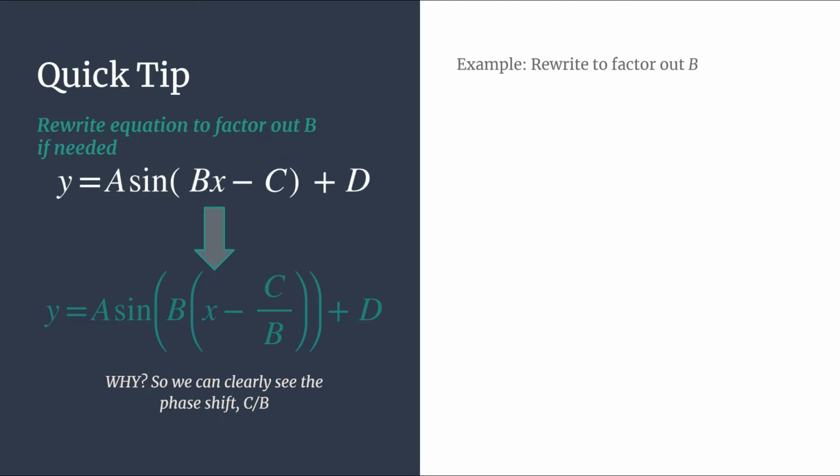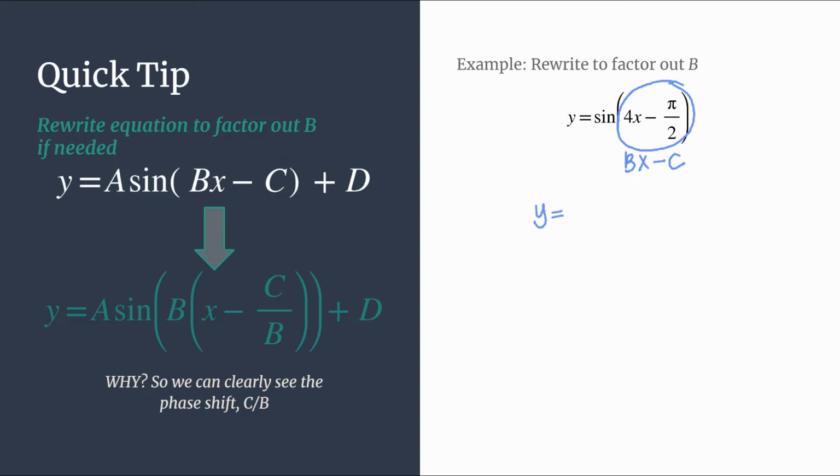So here's how that would look. Here's an example where we will rewrite the equation to factor out b. Okay, so we have y equals sine of 4x minus pi over 2. So we see clearly there's a shift. We see it in the input of the sine function, so right here. Okay, and we can see that's in the form bx minus c. So b is 4, c is pi over 2. Okay, but we want to factor out that b term, that 4.